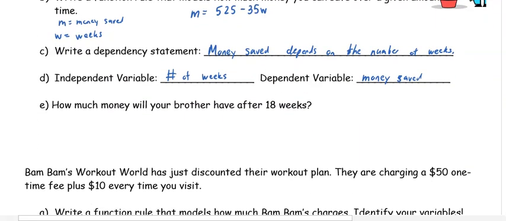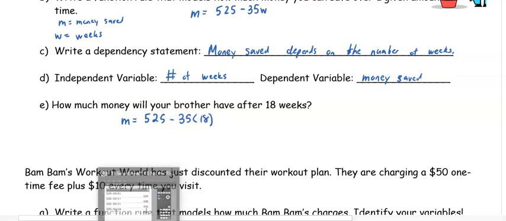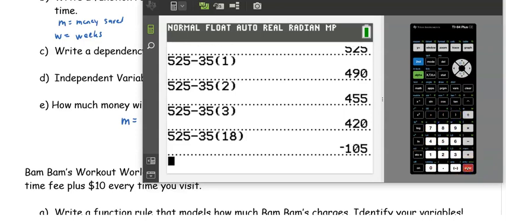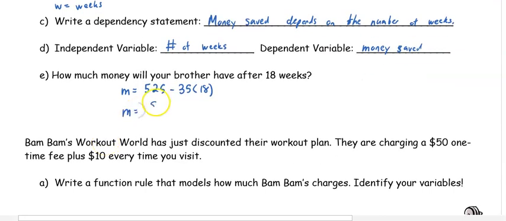So how much money will your brother have after 18 weeks? So we're going to say money is equal to $525 minus 35 times 18 weeks. And that would get us negative $105, which actually means he would owe $105 because he's now gone into the negative. So when you have negative money, that is something you then owe.